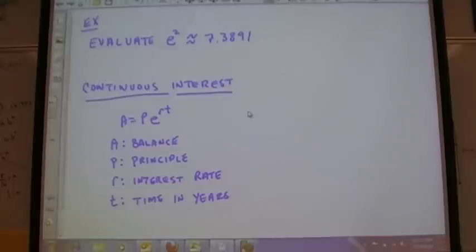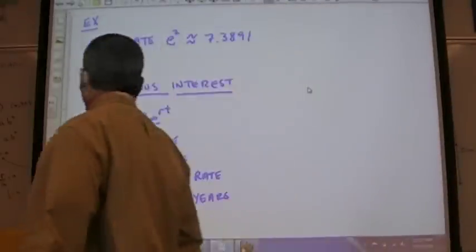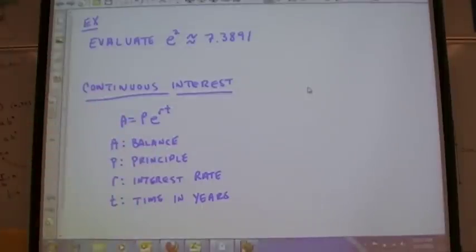All right, write down the continuous interest formula. Are we really doing that? Yeah, we've done this before. We've done compound interest, we've done continuous interest. Two different formulas. And the reason we're doing continuous interest right now is because we just talked about e. e is in the formula.